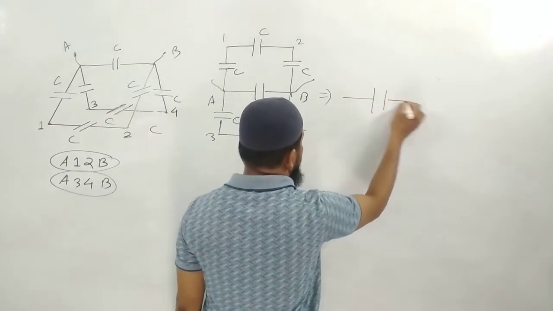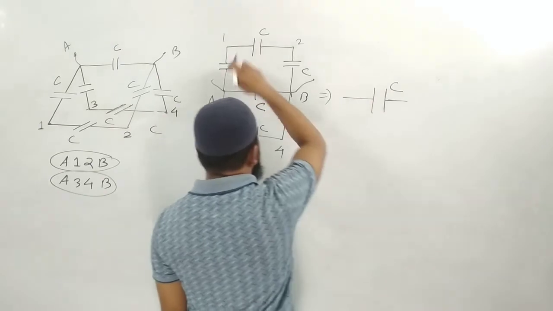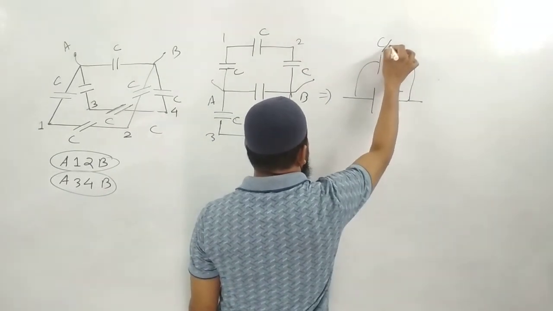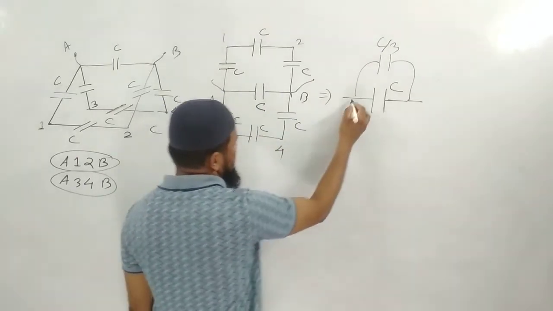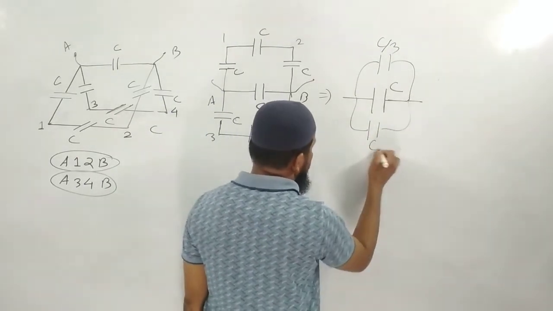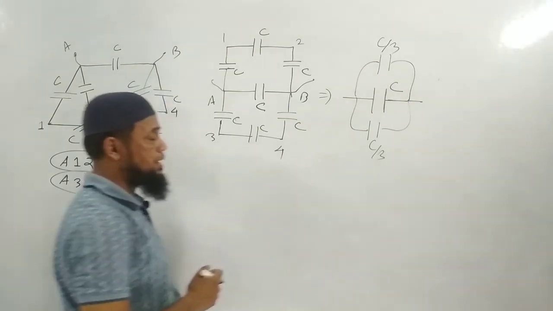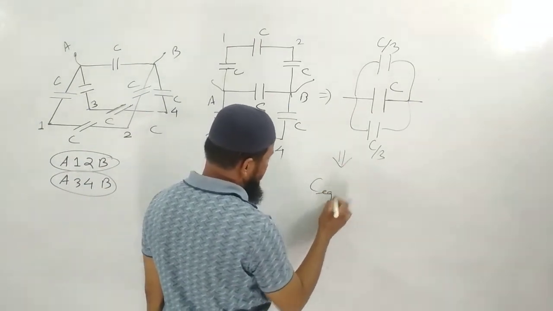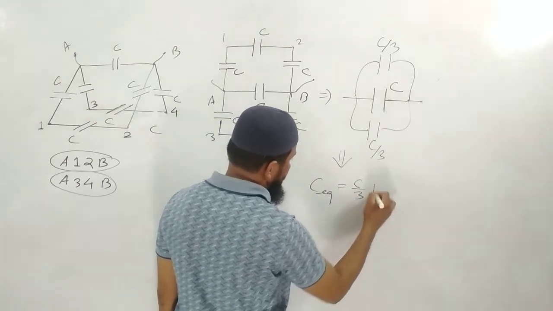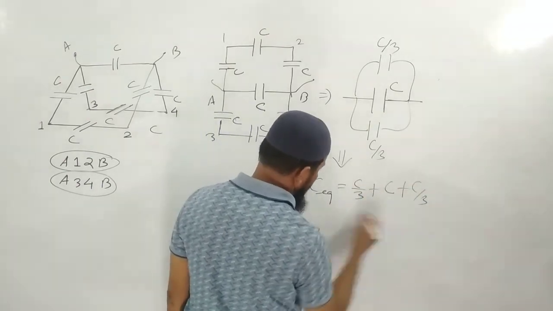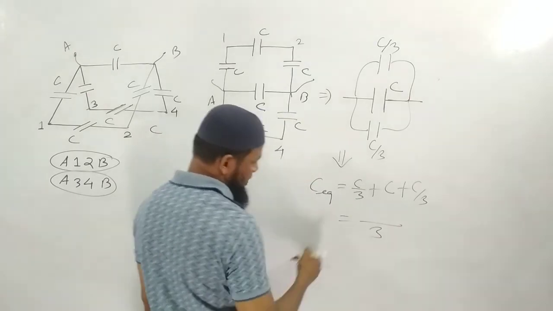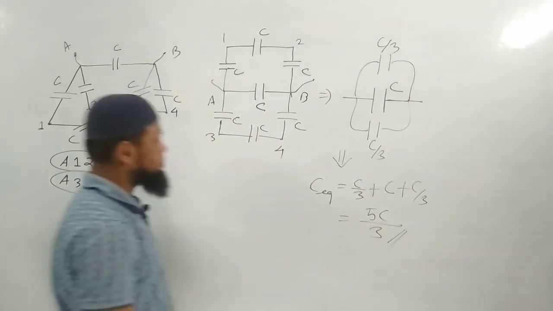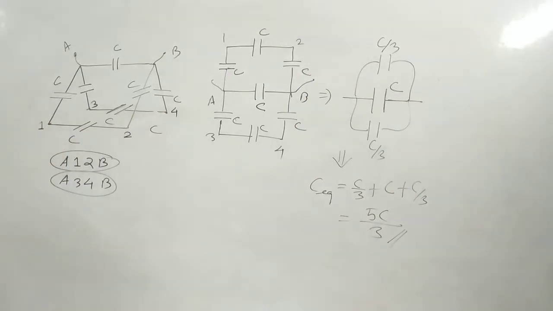So between C, C, C in series, how much will it become? C by 3. C, C, C in series, how much will it become? C by 3. Now they are in parallel. So how much will we get in parallel? C equivalent is the sum of them. C by 3 plus C by 3. 3 is the LCM. 1 plus 1, 2 plus 3, 5. Aaya samajh mein?